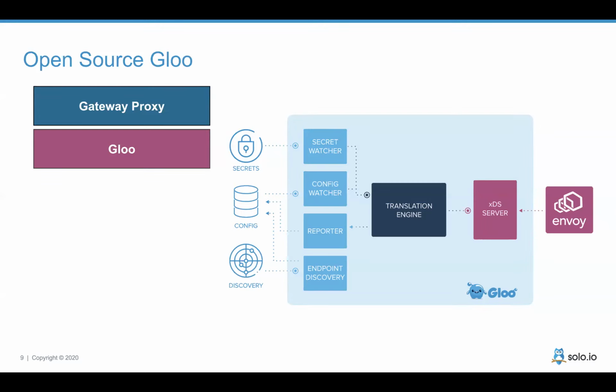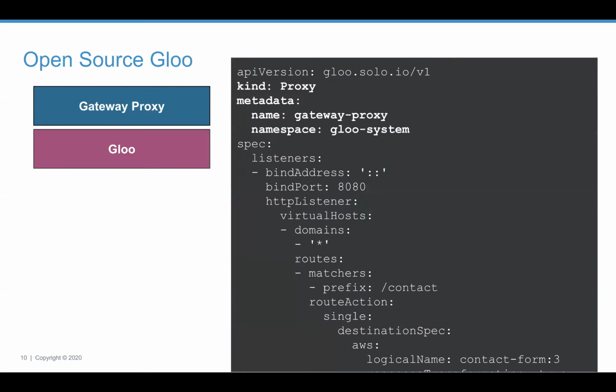In order to compute the configuration for Envoy, Gloo has a translation engine built inside of it. So basically what we need to be doing is translating some representation of what the configuration is going to be. So some kind of config that contains all of your listeners, the ports that you're listening on, and the domains and routes for those listeners and the features that you want on those routes. So we need some representation of that config. And Gloo has a proxy object that does just that.